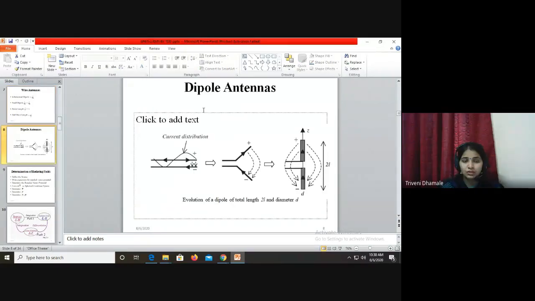Okay. Please draw this diagram also, the dipole antenna, how the length of the antenna is formed. And also the main thing is the current distribution along the length of the antenna, which depends on the length of the wire. Whatever current distribution you see here, like a sine wave, depends on the length of the wire. That means the length of the antenna.